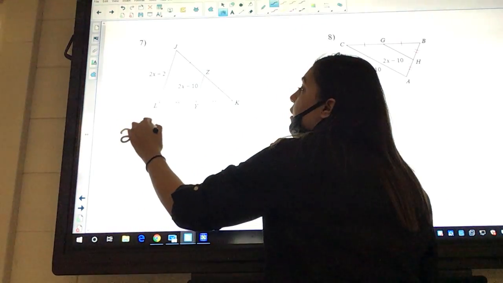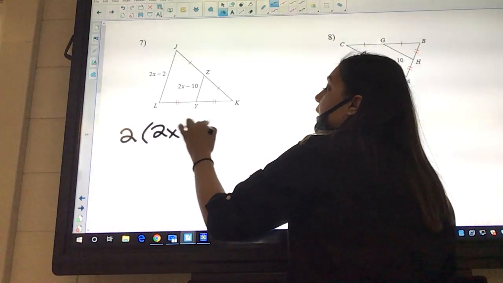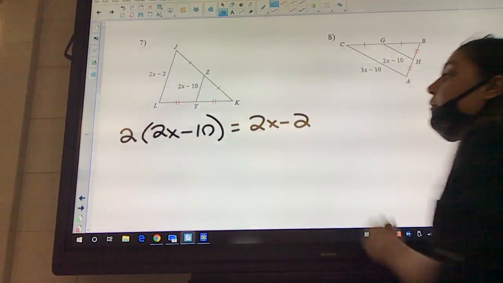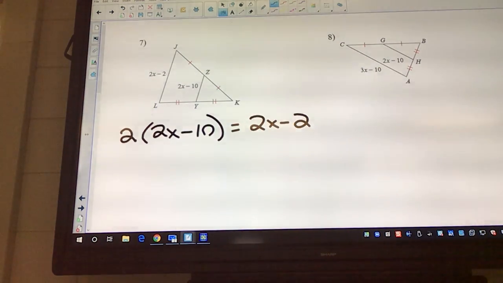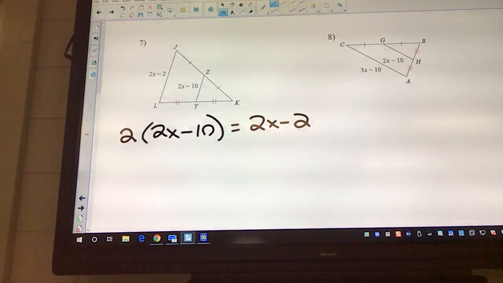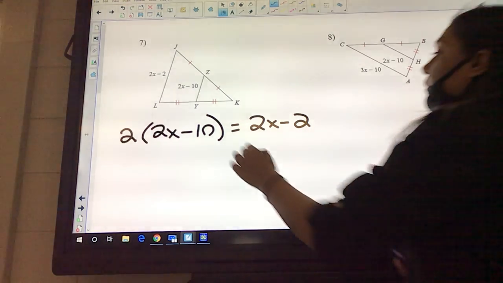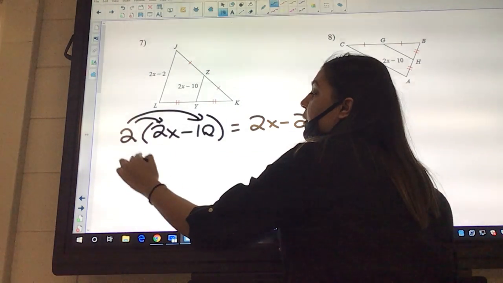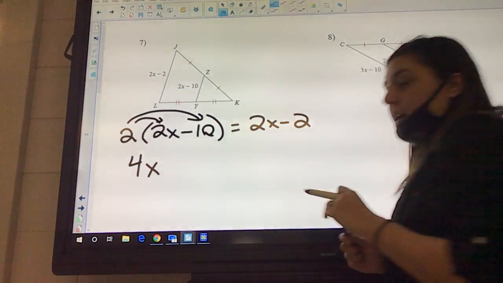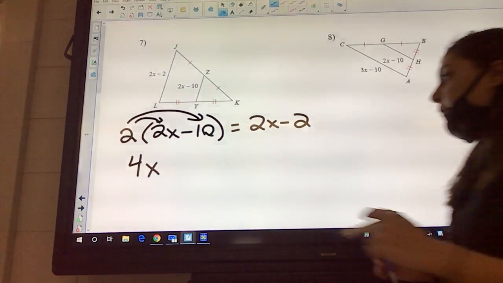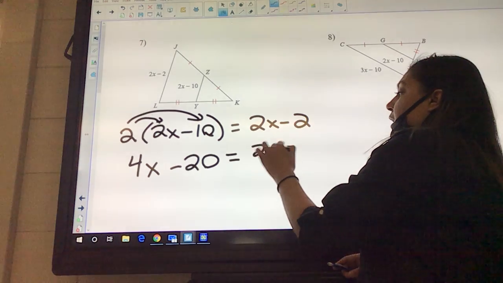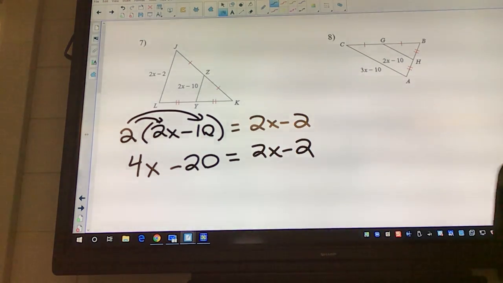Okay, 7 is gonna be 2 times, our small one is 2x minus 10 equals the big one, which is 2x minus 2. Yep, distribute. Okay, so 2 times 2 is gonna be 4x. 2 times negative 10, negative 20. And then we got 2x minus 2 over here.